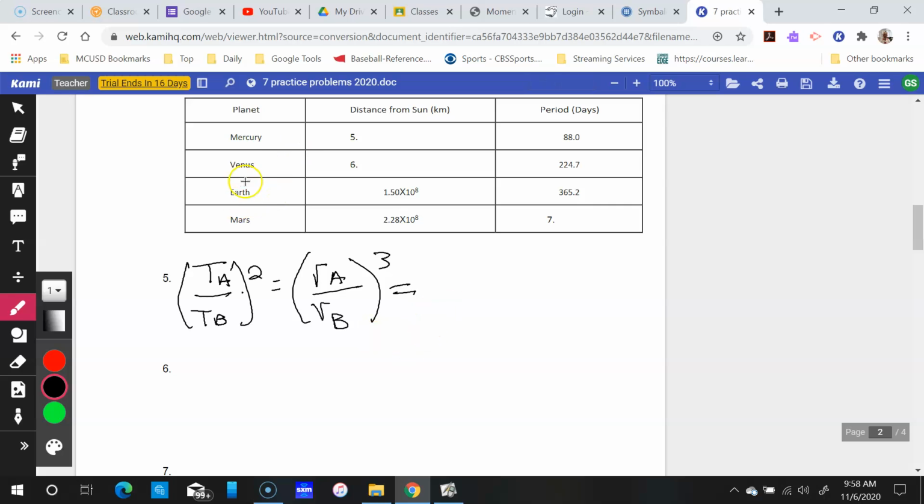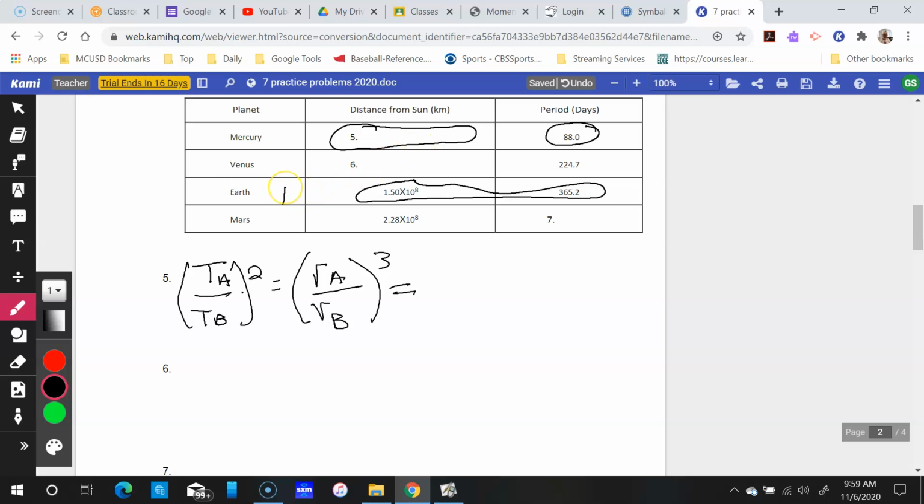So the only planet that you see here that has both pieces of data is Earth. So you're certainly going to use that to start. So we're going to look at 5. So we're missing the distance or the radius here, and we have the period for Mercury.